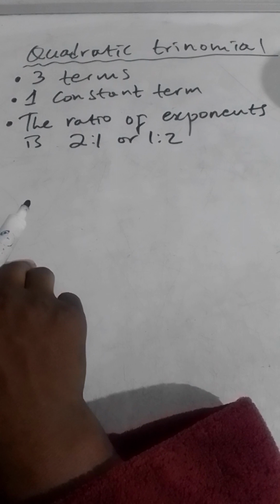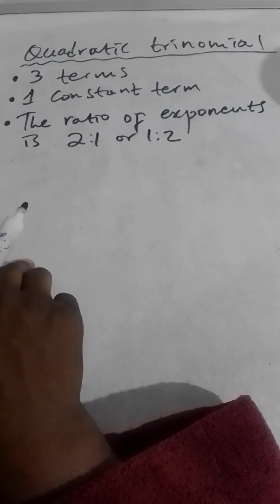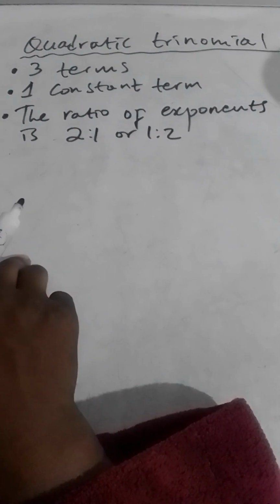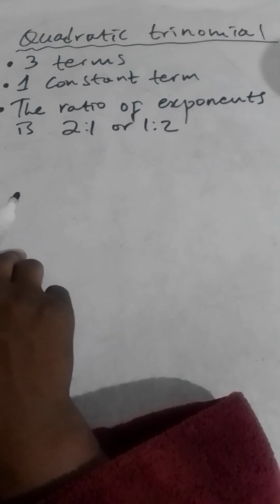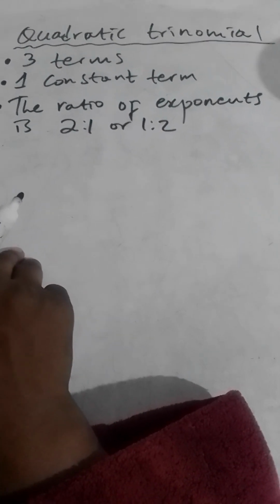is 2 to 1 or 1 to 2, which means that when you divide the exponents, the ratio of the exponents on one term to the exponent on the other term, the terms with the variables, you get 2 when you divide them, or you get half. Okay, so what are examples?